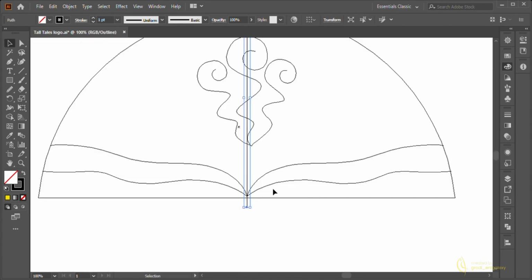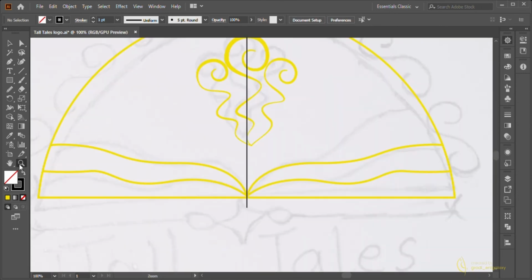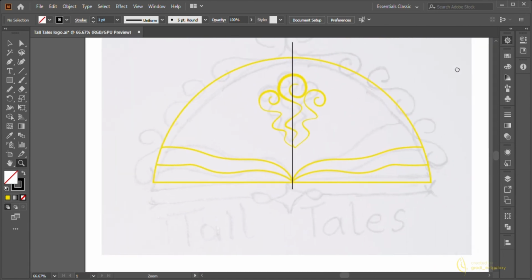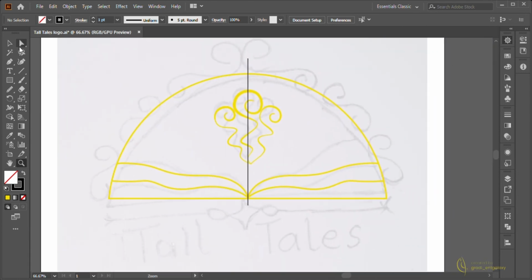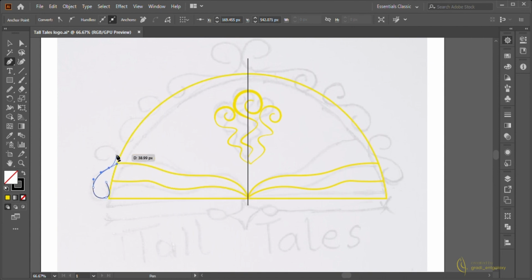I have drawn that line at the middle, so I can find the midpoint of the logo by viewing it in the outline view, then going back to the normal view. Now I'm going to draw the whorls on the outside of the logo, and these whorls are like steam coming out from hot drinks, hot beverages, joined together.